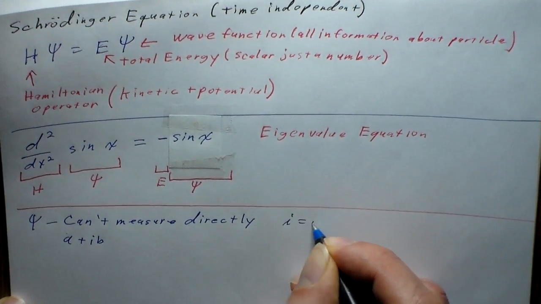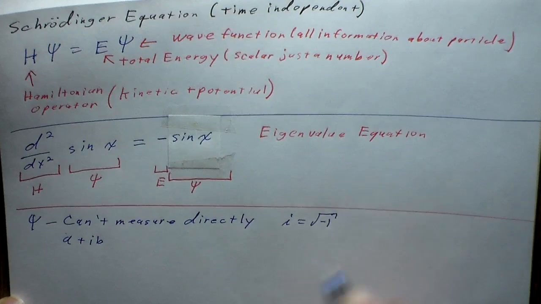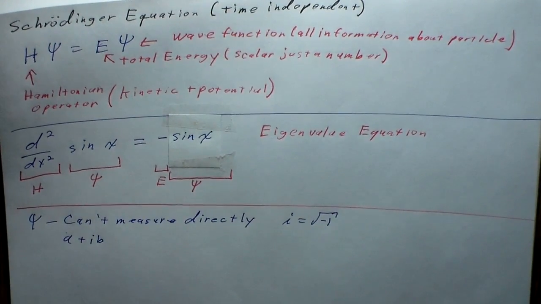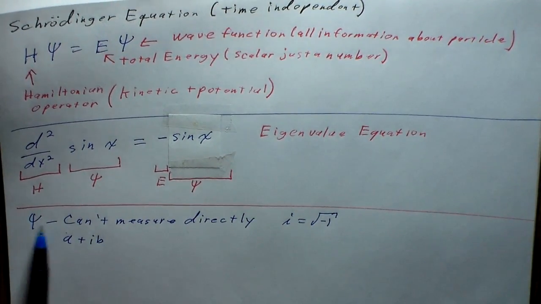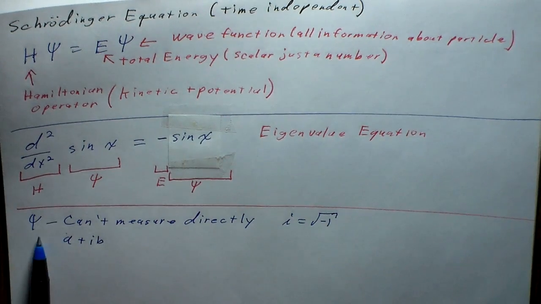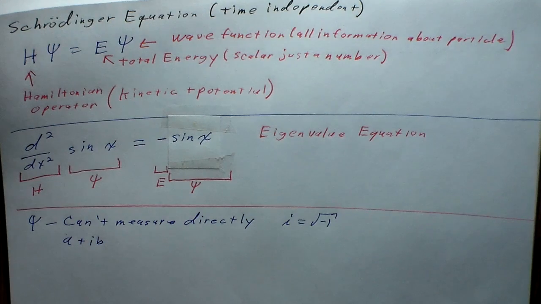So i is equal to the square root of -1, times b. So this is what the wave function is generally going to be some kind of a function of. Now, what we can measure is actually going to be the wave function squared. Because of course this has imaginary components to it, there's no way we can go to a wave function meter and actually measure the actual wave function.